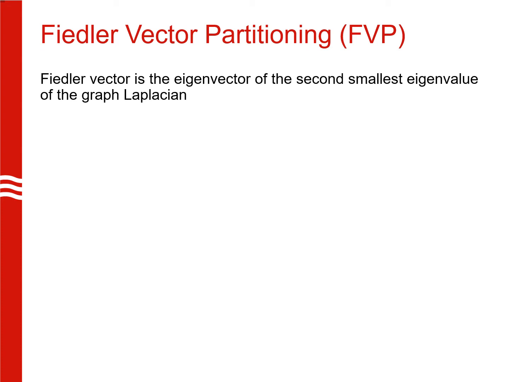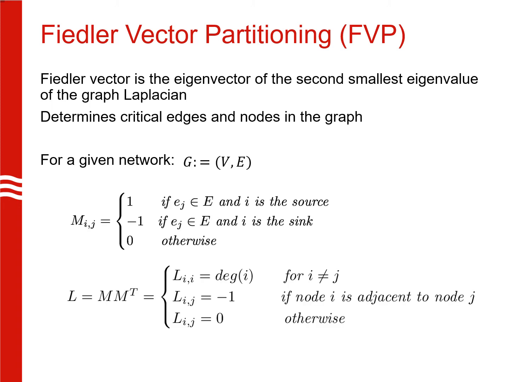The other topological measure is Fiedler Vector Partitioning. The Fiedler vector is the eigenvector that corresponds to the second smallest eigenvalue of the graph Laplacian. It determines critical edges and nodes in the graph, and in order to calculate that, first we need to calculate the Laplacian, and for that we need to have the incidence matrix of the graph. Having the incidence matrix multiplied by its transpose, we can calculate the Laplacian of the graph.